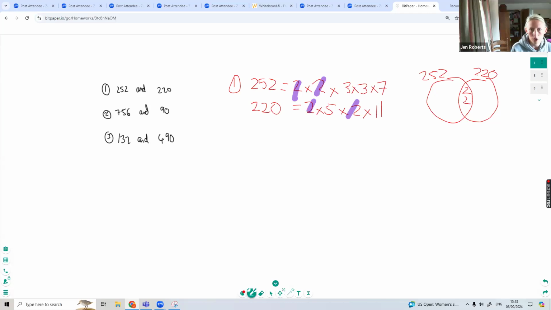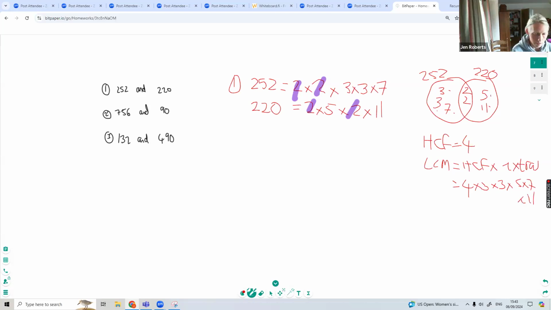That's all, so your HCF is 4. Let's just fill in the rest of this: 3, 3, 7, 5, 11. Don't forget your LCM is your HCF multiplied by the extras. So you've got 4 times 3 times 3 times 7 times 5 times 11, which gives you 13,860.